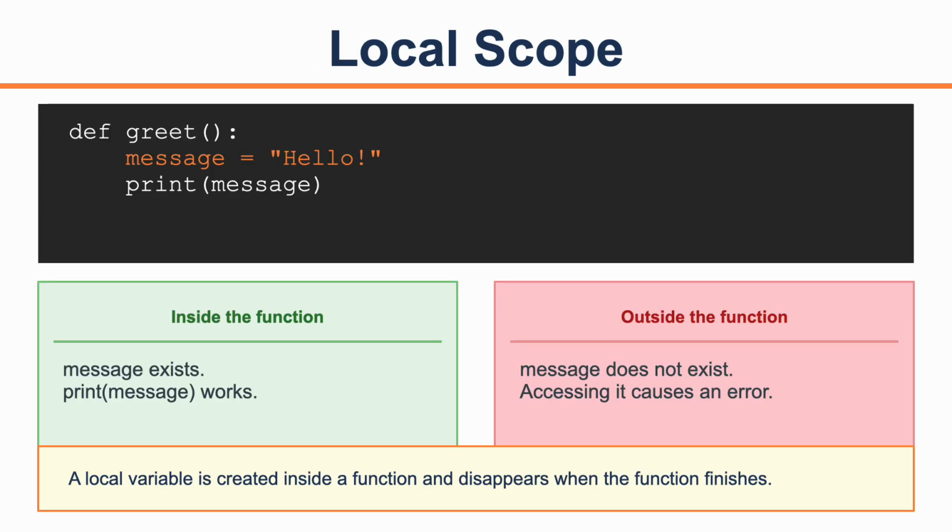When a variable is created inside a function, it is local to that function. It exists only while the function is running. Once the function finishes, the variable is gone. Trying to use it anywhere outside the function will produce an error.